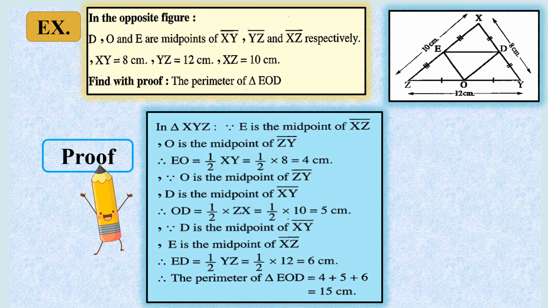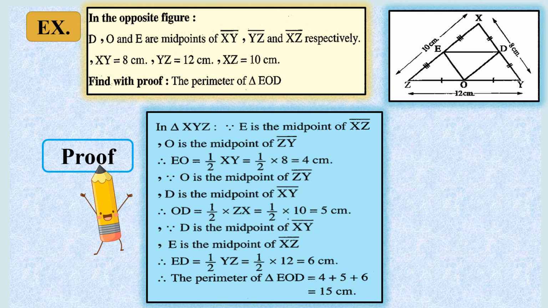Okay. Prove in triangle XYZ, since E is the midpoint of XZ, O is the midpoint of ZY, then EO equals half XY, equals half times 8, which is equal to 4 centimeters. And this is EO.